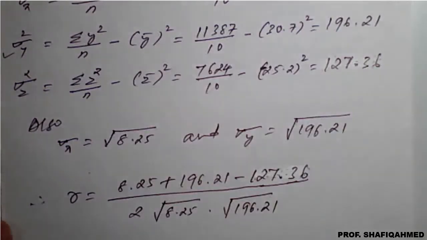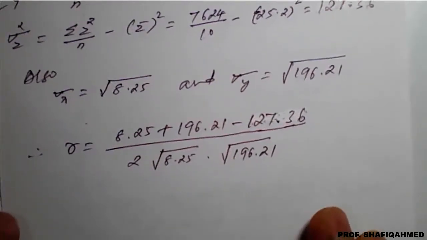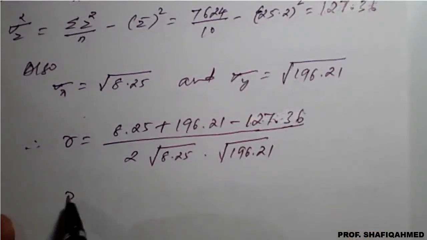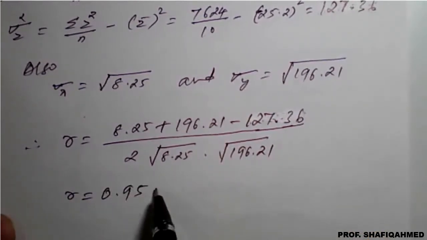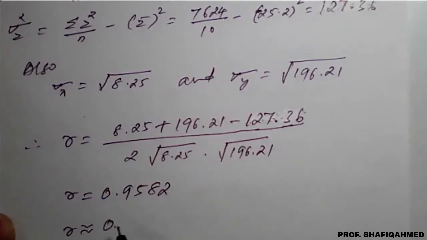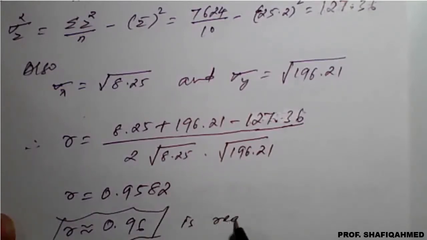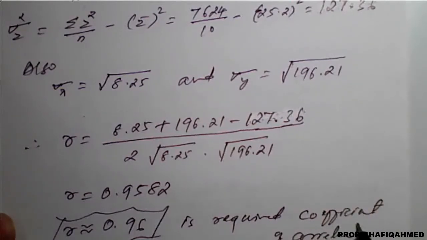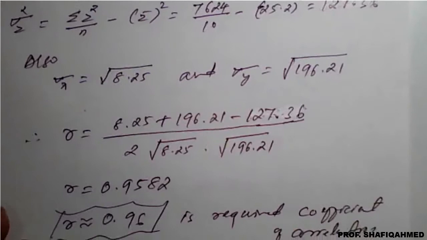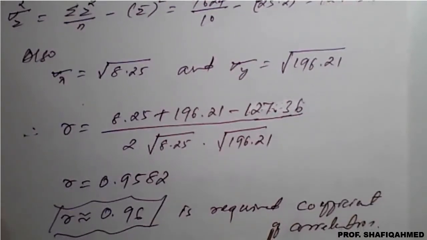you can see here, if you apply all these values, we'll get 0.9582. So r will become 0.9582, or r will be equivalent to 0.96, which is the required coefficient of correlation. But in the question they have given, we also need to find the value of regression line.